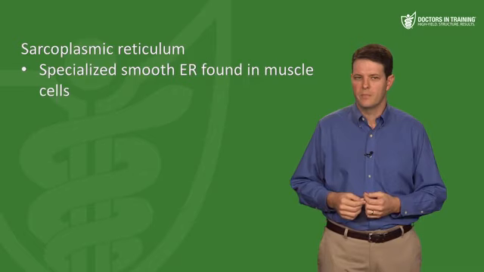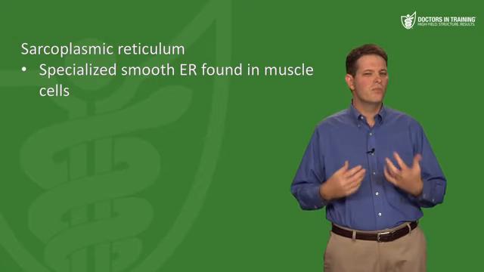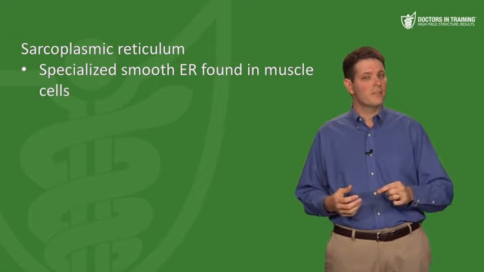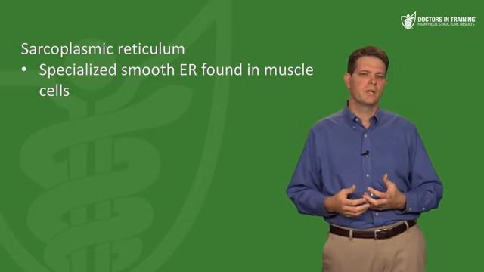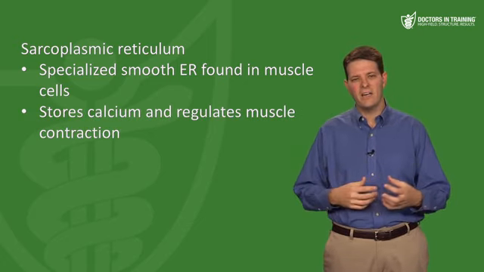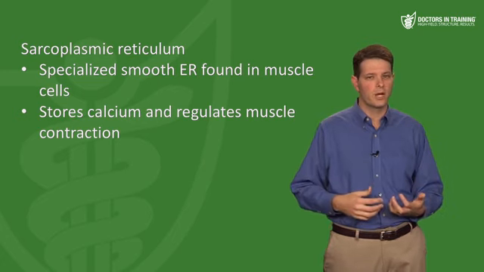The next organelle I want to discuss is the sarcoplasmic reticulum. So this is a specialized kind of smooth endoplasmic reticulum that's found in muscle cells, both smooth muscle cells and skeletal muscle. So the sarcoplasmic reticulum stores calcium and it manipulates calcium balance in order to regulate muscle contraction.